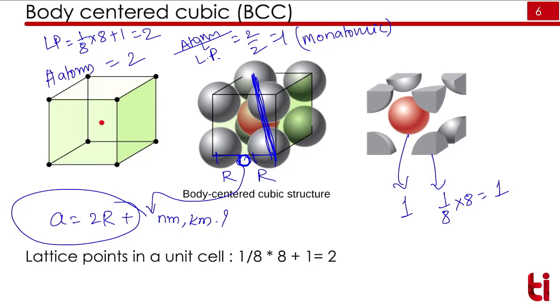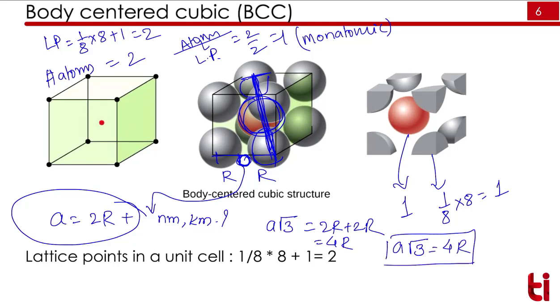Body diagonal, we know the length is a root 3, equal to radius of this atom r, radius of this atom r, and diameter of this one, because that is completely inside the unit cell. So 2r plus 2r equal to 4r. So the relation for BCC is a root 3 equal to 4r. Coordination number here is very easy. If you take this atom as a target atom and find the number of atoms touching it, 4 on the top side and 4 on the bottom side. So coordination number is equal to 8 for BCC.